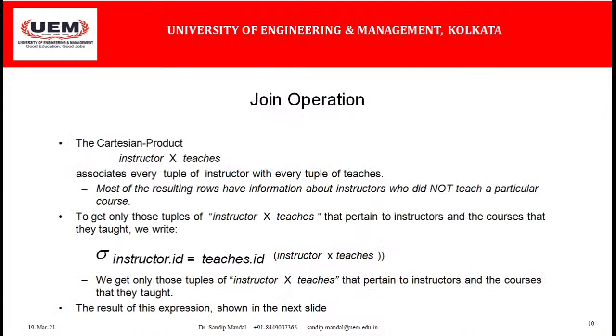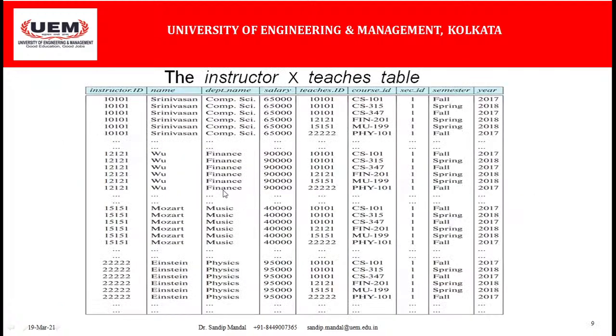Now things change quite a bit. The Cartesian product is just a haphazard result. If you have a total of 10 teachers and a total of 500 students, and each single teacher is mapped with each student, then the total number of tuples is 10 into 500, that is 5000 tuples generated. To avoid that, there are some differences between the join operation and the Cartesian product. In the Cartesian product, instructor cross teaches, every tuple of instructor is associated with every tuple of teaches.